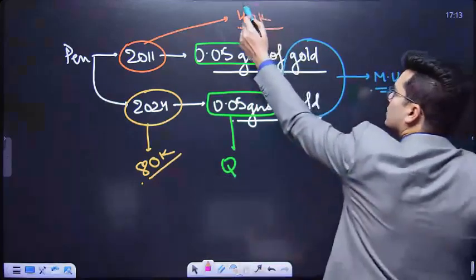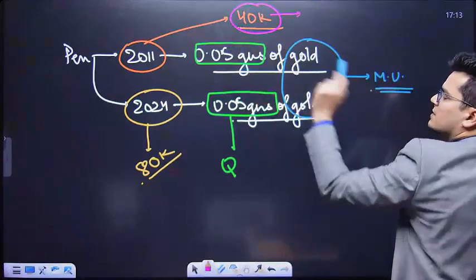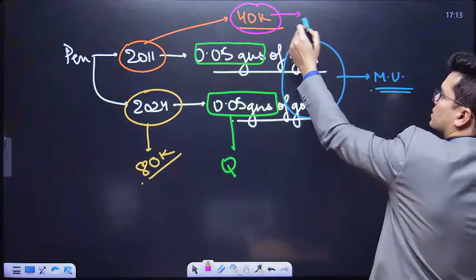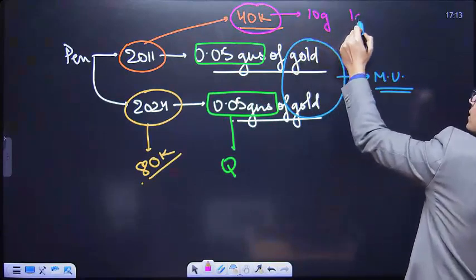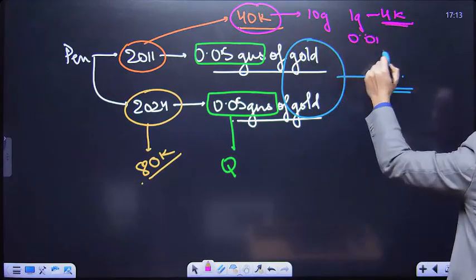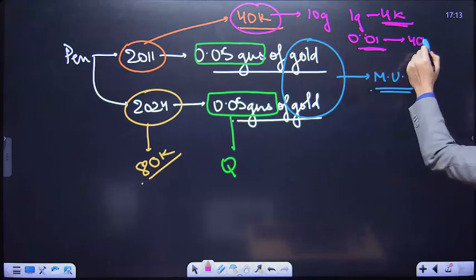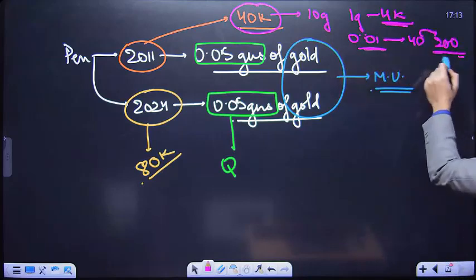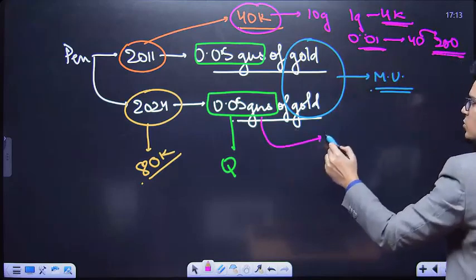was the price of gold at this time. So this was for 10 grams. So 1 gram will cost me 4k. 0.01 gram will cost me 40 rupees and this will be 200. And now same calculation I do here, it will be 400.